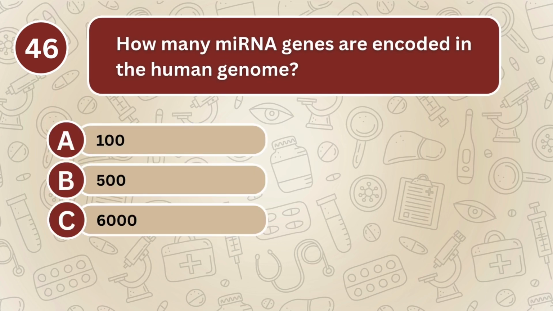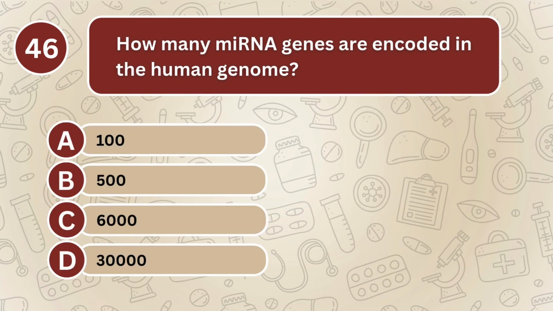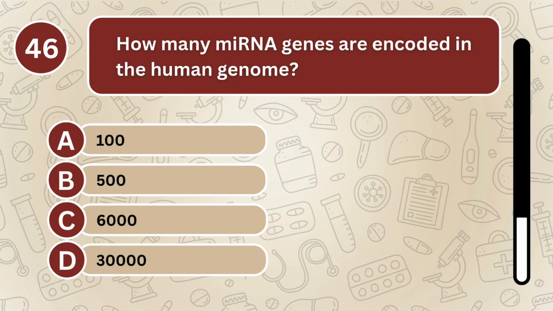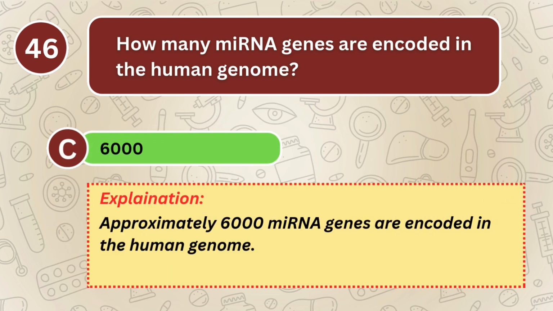How many microRNA genes are encoded in the human genome? A. 100, B. 500, C. 6,000, or D. 30,000 genes? Correct answer is C. 6,000 genes.